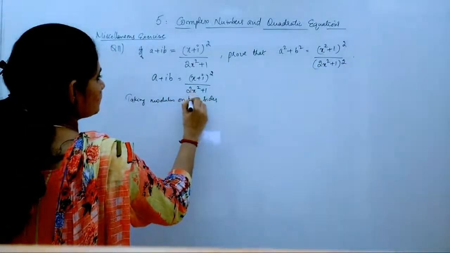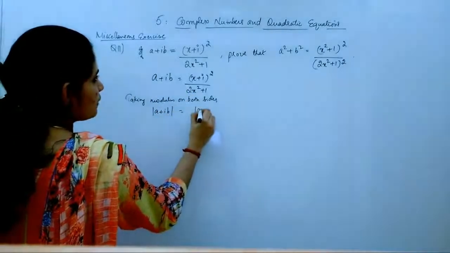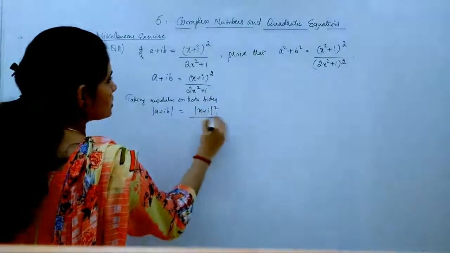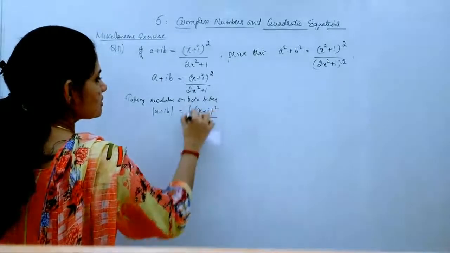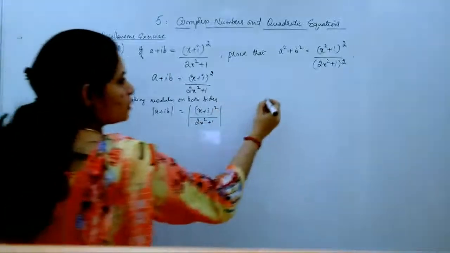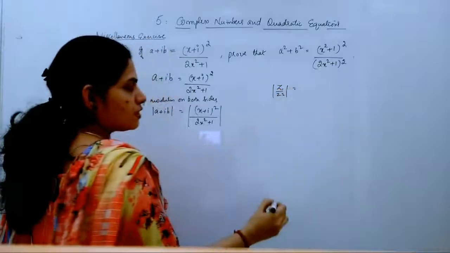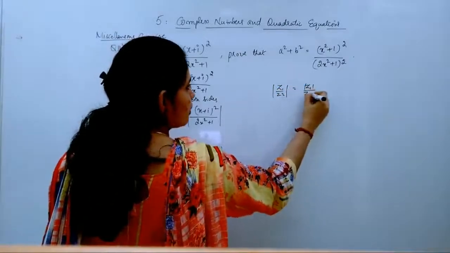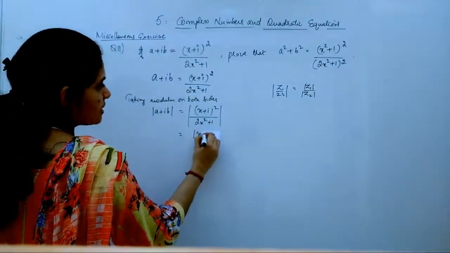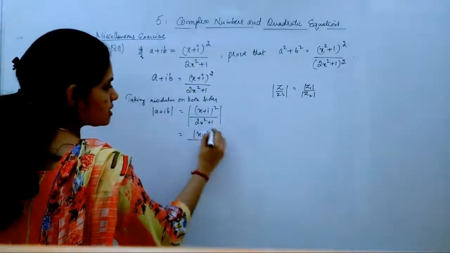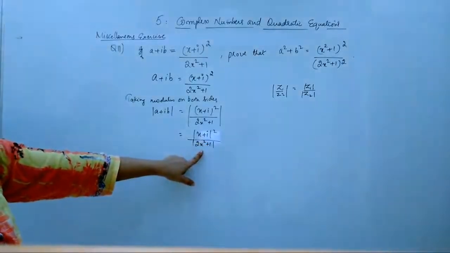What we will get? This will become mod of a plus ib is equal to mod of (x plus i) the whole square divided by 2x square plus 1. Actually it is like this, but since we know the property that the modulus of z1 by z2 is mod z1 by mod z2, we will apply that here, so that the right hand side becomes mod of (x plus i) the whole square divided by mod of 2x square plus 1, and this is a real number, so its modulus will be the same number.